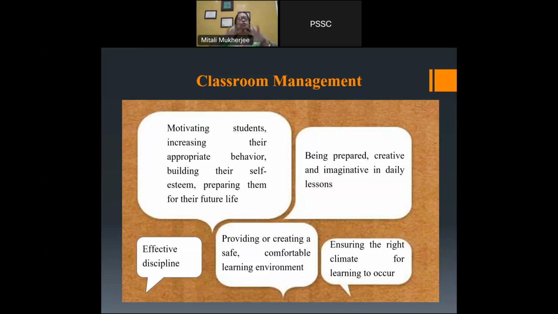And if you are happy, if your class students are happy, only then learning will take place. Next is classroom management depends upon another very important fact, and that is be prepared.